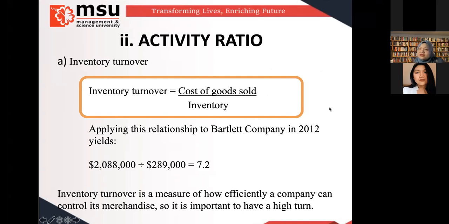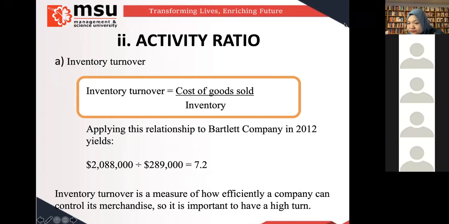What is inventory turnover? Anyone want to try? What came across your mind when you see inventory turnover? What is the meaning of inventory turnover? What do you understand?